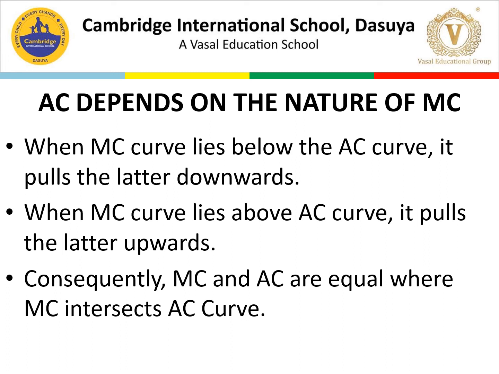So indirectly it is a copycat. In the last, where both the points intersect each other, at that point MC and AC both become equal. That is why AC depends on the nature of MC. Watching MC, AC changes its color. We have to remember this here. Now let's move to the next thing.